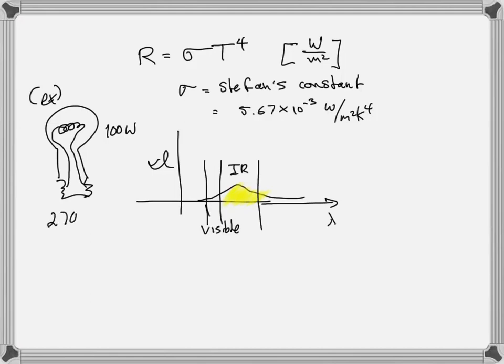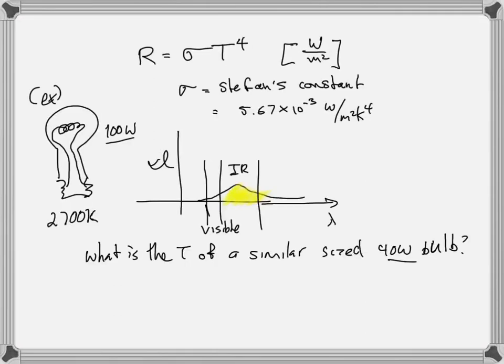Okay, so let's just say that we know that an incandescent 100-watt light bulb burns at about 2,700 kelvins. That's pretty hot, right? The surface of the sun is around 6,000 Kelvin. So an incandescent light bulb is pretty hot. That would be the temperature of the filament. And so let's ask the question: what is the temperature of a similar sized 40-watt light bulb? We're going to use the Stefan-Boltzmann law to answer this question.